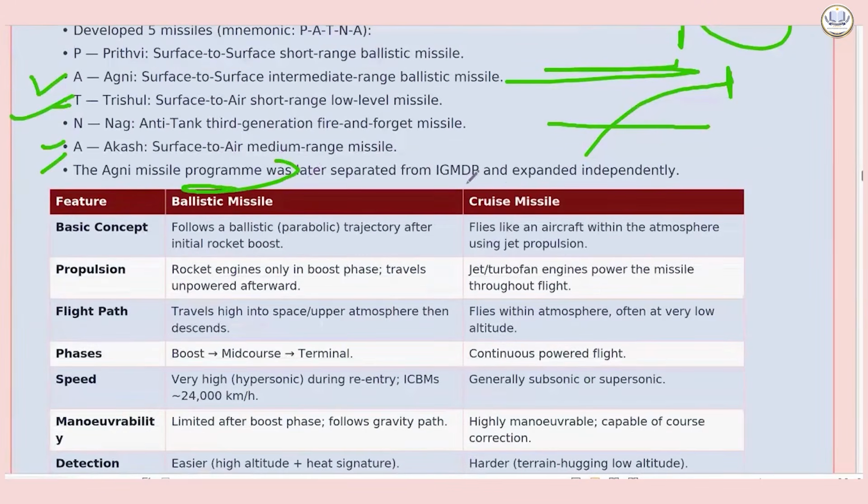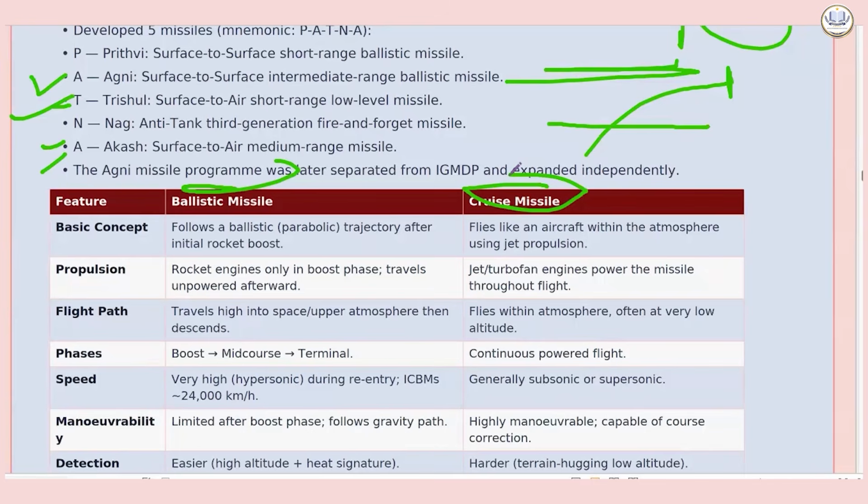See the difference between ballistic missile and cruise missile. What is the basic difference? Projectile motion you must have read, no? The ballistic missile uses that, it follows a ballistic parabolic path trajectory after initial rocket boost. Cruise missile is almost like an aircraft within the atmosphere using jet propulsion.